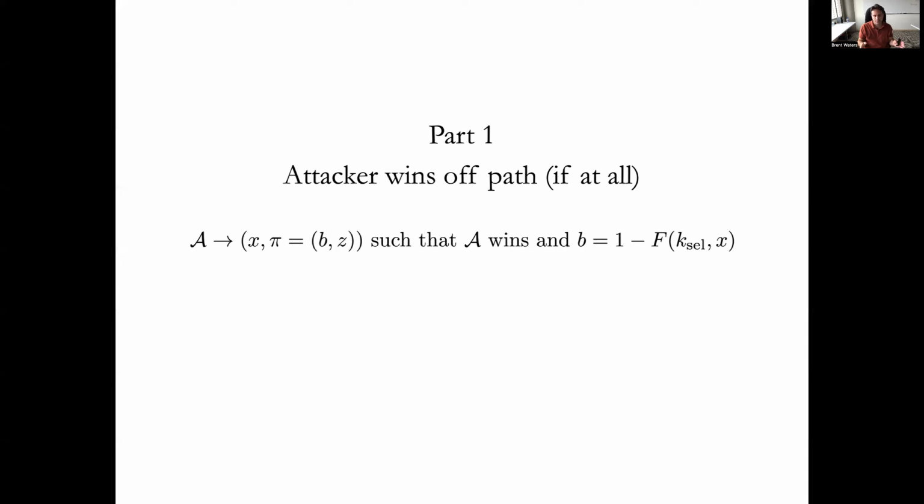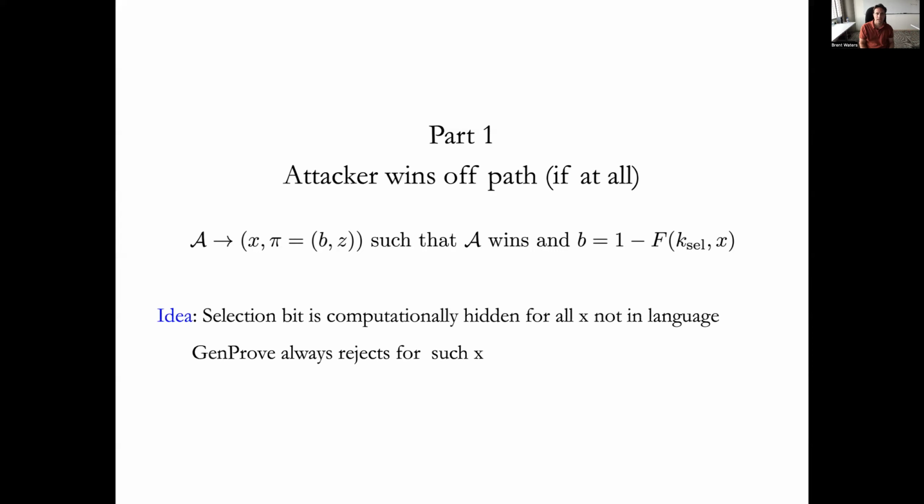So the first part of our analysis is going to be showing that pretty much if the attacker wins with probability epsilon, where epsilon is non-negligible, then it will be off path with probability about epsilon divided by 2, ignoring some negligible factors. Okay, so that's going to be the first part, saying the attacker will win off path. And from this point forward, we're only going to be interested when the attacker wins off path. Okay, and the main idea here is that the reason we can make this argument is that the selection bit is computationally hidden for all X not in the language. So if X is not in the language, that proving program should just always be aborting on those types of inputs. And so the attacker doesn't at least get a direct view of what that bit is. Now, of course, we need to go into a real analysis, which involves different hybrids to establish this.